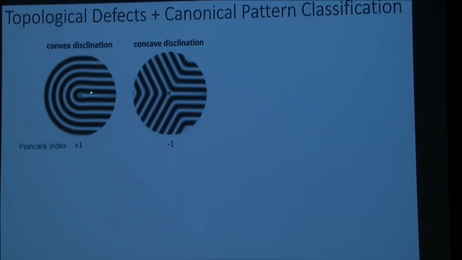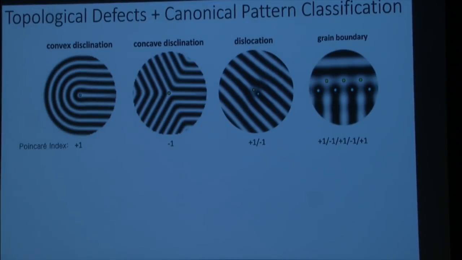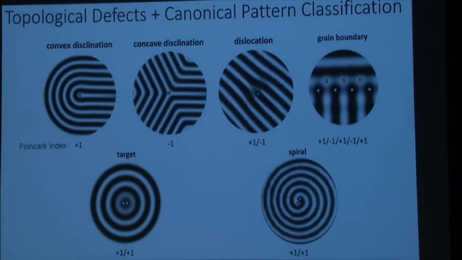So imagine looking at level sets of these. You can follow the directions of the rolls. And this makes a single counterclockwise turn, plus one, single clockwise turn, that'd be a minus one. And then you can combine these: dislocations are going to be a pair of +1, -1s. Grain boundaries are a chain of +1, -1s. And then there's also targets and spirals, which are canonically identified in these patterns. And so this is pretty well studied in the locally striped pattern community.